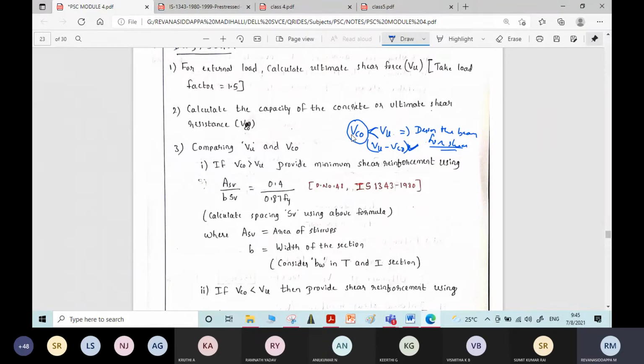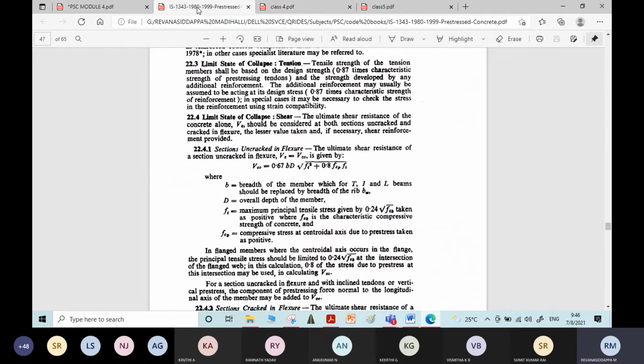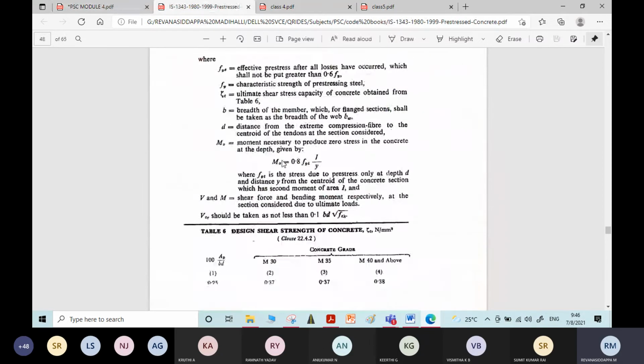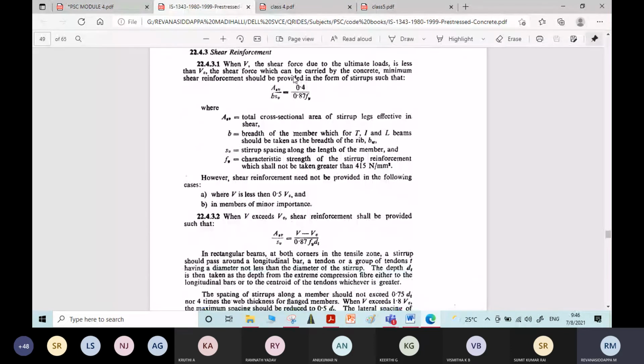If VC naught, means the shear resistance of the beam, is greater than the shear force acting on the beam, then we have to provide a minimal shear reinforcement. Very minimum shear reinforcement as per the code book IS 1343. This formula is also given in page number 48. I will show you. Using this formula, minimum shear reinforcement.